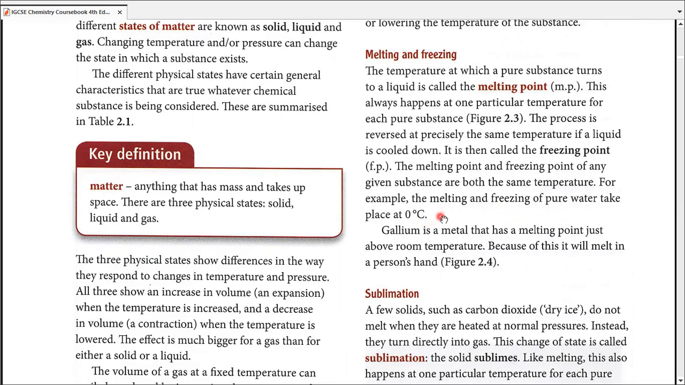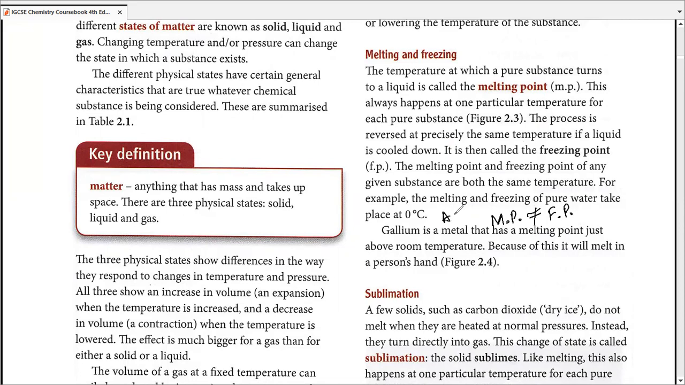For most of the substances on the planet, the melting and freezing points are the same. For most of the substances, please do keep that in mind. There are substances for which the melting point is not equal to the boiling point. Oh, sorry, freezing point.